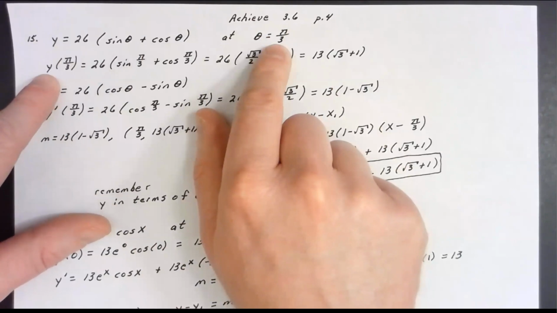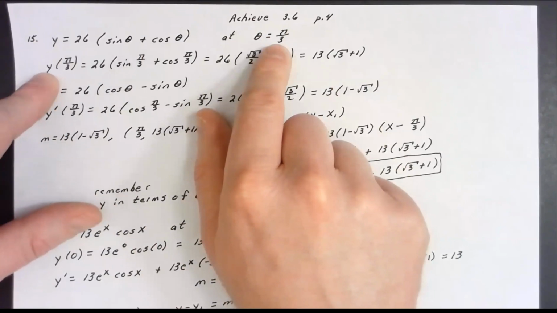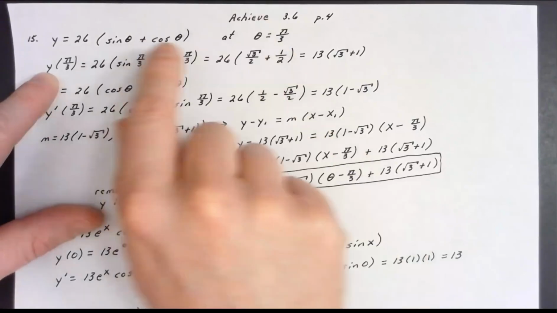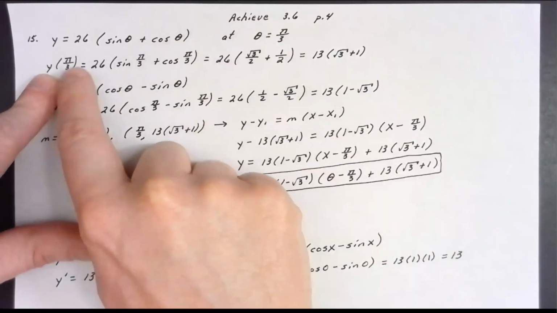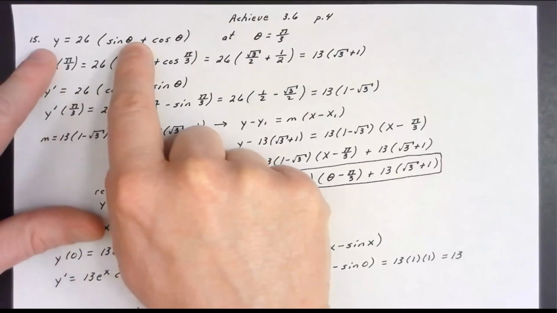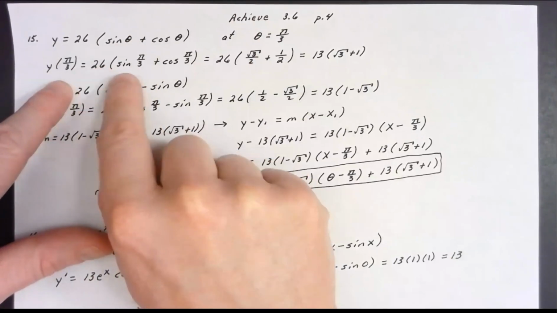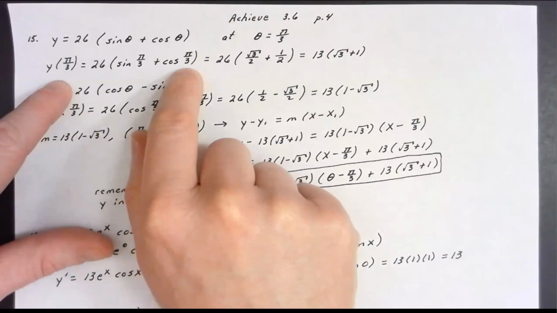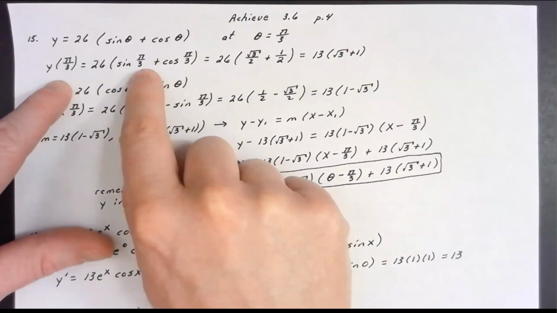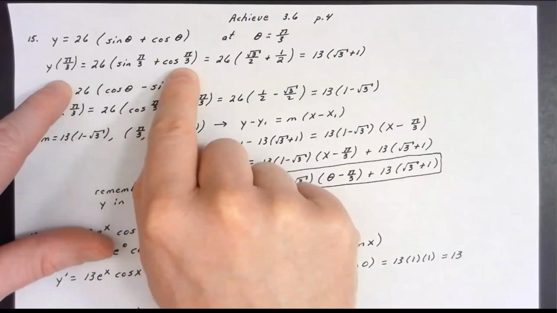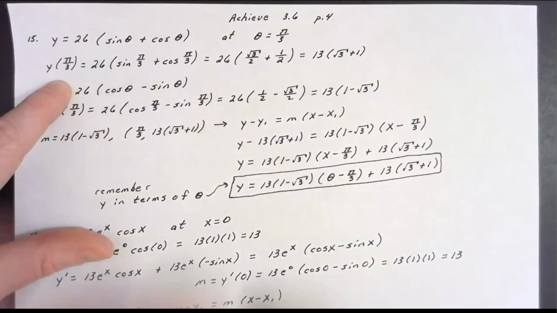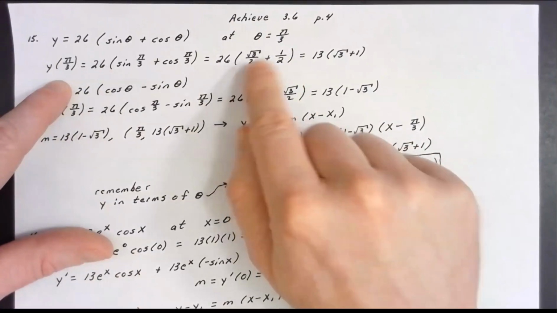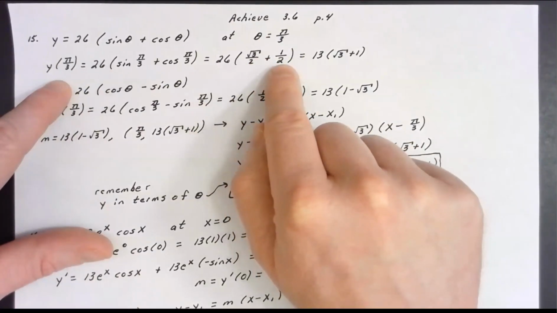Okay, so I know in order to find the equation of a line, I first need to find the point. So all I need to do is plug pi over 3 in for the value of theta and solve for y. I get 26 times the sine of pi over 3 plus the cosine of pi over 3. I know that at pi over 3, the sine function, the y value in the unit circle, goes up to the square root of 3 over 2. At that point, the cosine is 1/2.